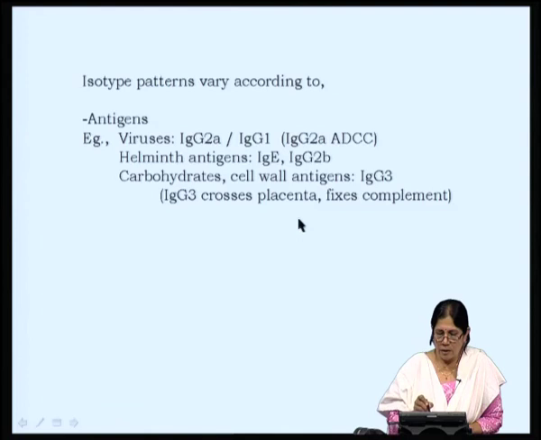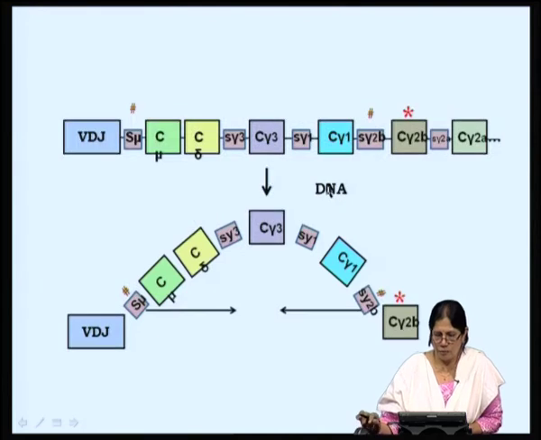Now, of course, one can look at it from the point of view that the maternal immune response to bacteria can be conferred to the fetus, and also because IgG3 can fix complement, these bacteria or pathogens can be very well eradicated even in utero.